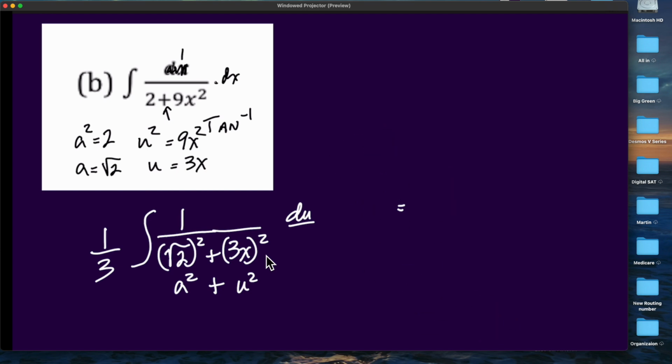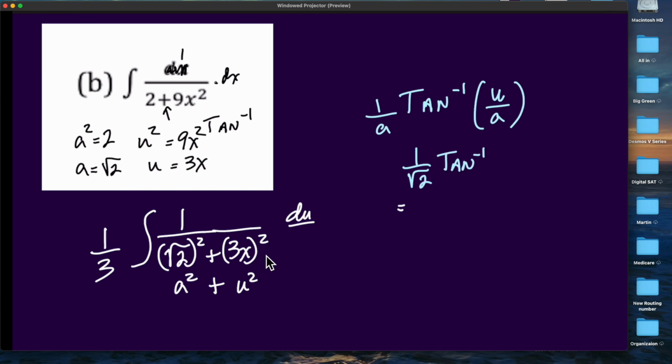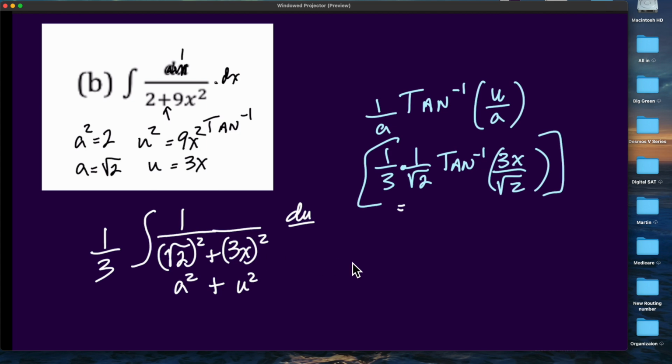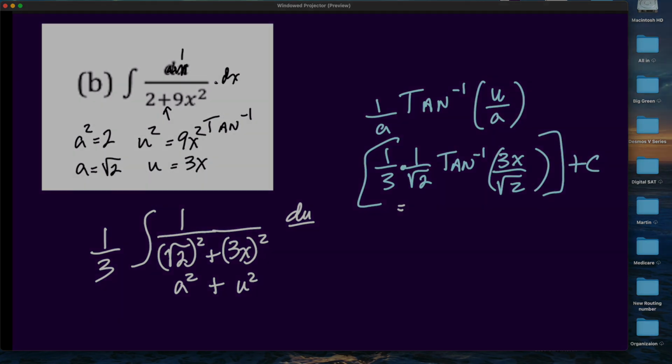Let me rewrite it over here in light blue. So we're going to have inverse tangent involved. Recall, inverse tangent has 1 over a out front and u over a in the argument. So in the end analysis, this is going to be 1 over the square root of 2 inverse tangent of u, which is 3x, over the square root of 2, but we can't forget the 1/3. So we'll leave it up to you and your teacher if you want to simplify that fraction any further, but this along with the plus c is the answer to this integral.